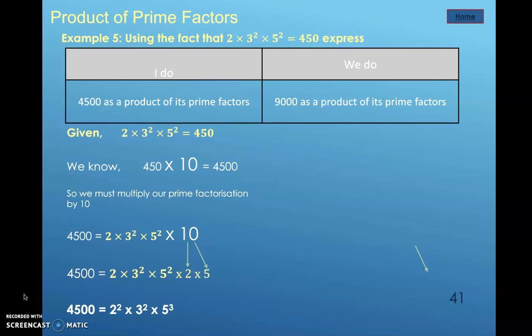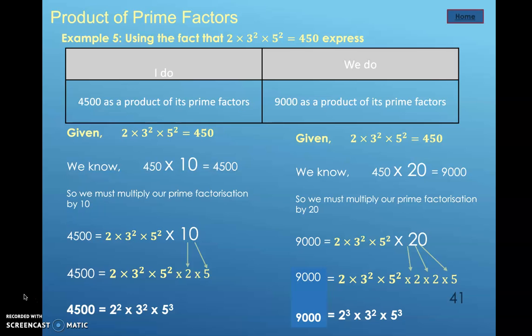If you can pause the video for me now and give yourselves 2 minutes to try and complete the we do. So, quick little correction from me there. The bottom two lines are equal to 9,000, not 4,500.